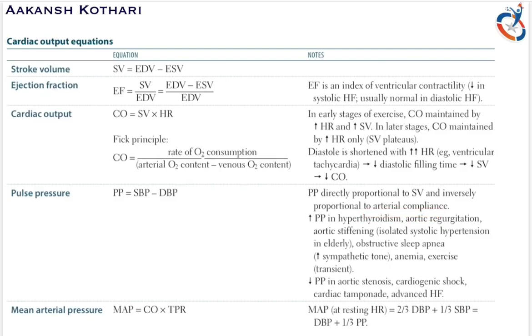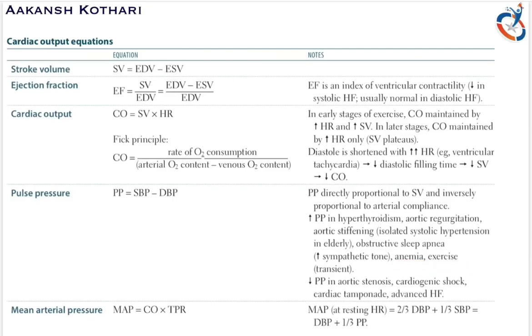Okay. So it is inversely proportional to arterial compliance. Now the pulse pressure increases with hyperthyroidism, aortic regurgitation, aortic stiffening in cases of isolated systolic hypertension in adults, and obstructive sleep apnea, which leads to increase in the sympathetic tone, and also anemia and exercise. Okay, so I'll again repeat the cases of increase in the pulse pressure, that is hyperthyroidism, aortic regurgitation, aortic stiffening, obstructive sleep apnea, anemia, and exercise.